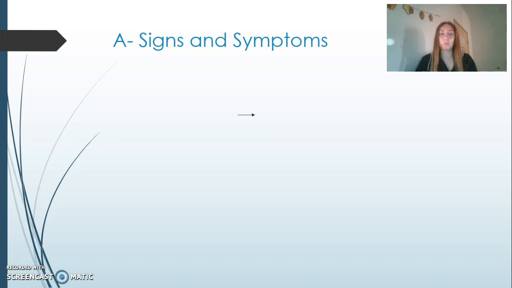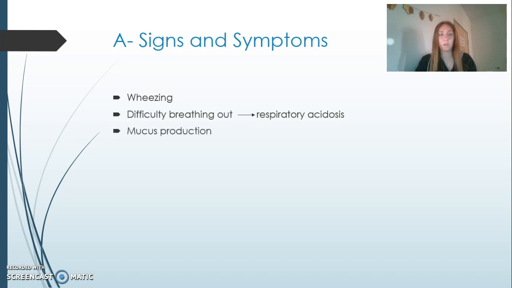Signs and symptoms of asthma would first of all be wheezing, and then it would be difficulty breathing out, which causes respiratory acidosis because you're not breathing out all of the carbon dioxide in your body. They'll have mucus production, and in their breathing, they will use their accessory muscles to try and compensate for the constriction, so they'll be using their pectoralis major, minor, sternocleidomastoid, etc.